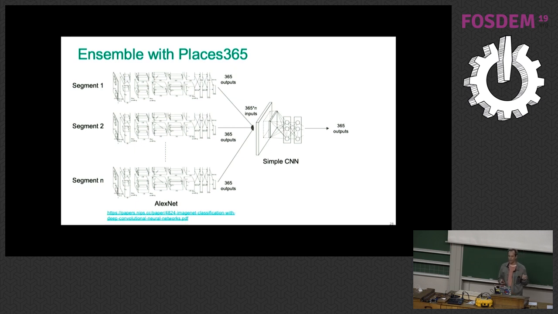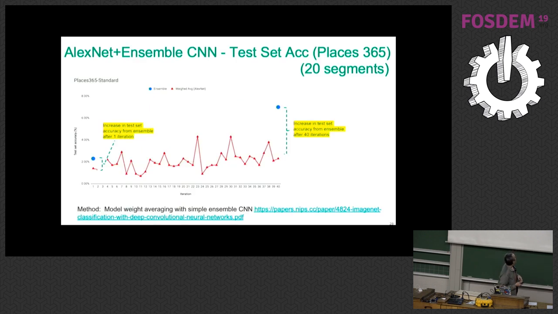Last example I want to show is on an ensemble. What we did is we took this convolutional neural net and ran it on each of the worker nodes, and instead of averaging the result of those, we fed that into another, very simple CNN, to see what the effect of ensembling these models is.